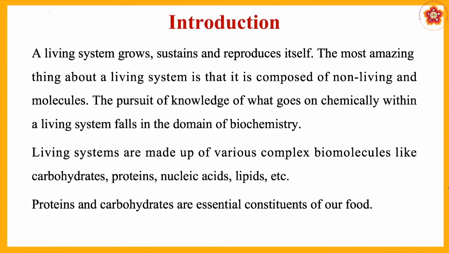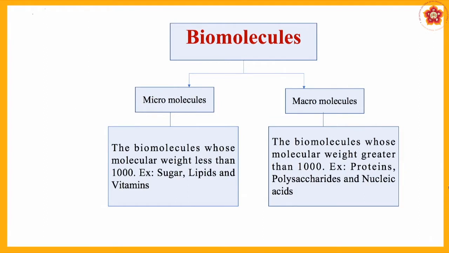Next, biomolecules we divide into two parts, that is micromolecules and macromolecules. What is meant by micromolecules? The biomolecules whose molecular weight is less than 1000, for example sugar, lipids and vitamins. And what is meant by macromolecules? Macromolecules means a little bit bigger molecules. The biomolecules whose molecular weight is greater than 1000, for example protein, polysaccharides and nucleic acids.